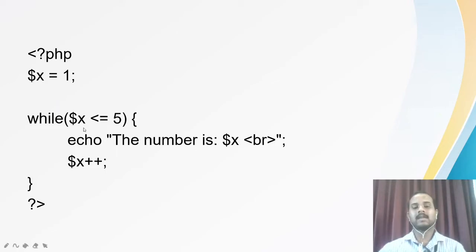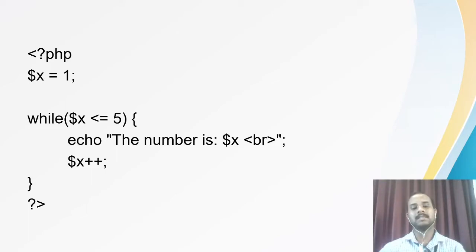Then x is post incremented by 1. So x is now 2, 2 is lesser than 5, the number is 2. Again x is now 3, so 3 is lesser than 5, the number is 3. It is incremented to 4, 4 is lesser than 5, the number is 4. Again it is incremented, now 4 becomes 5. So 5 is not lesser than 5, but 5 is equal to 5, so the condition is true again. The number is $x, that is 5. Now it will be incremented by 1 again, so it will be 6.